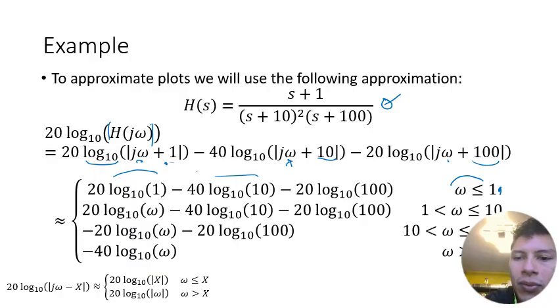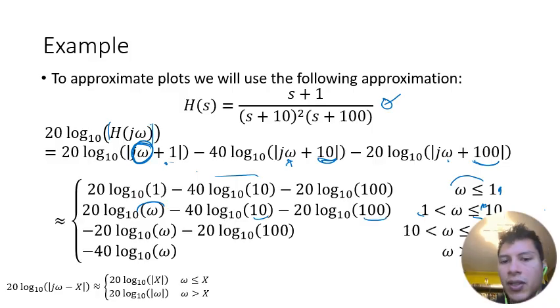Now, when omega is between 1 and 10, for this expression, the omega factor is the bigger one. So now we have to pick the omega. In this case, the 10 factor is still bigger, so we keep the 10 factor. And the 100 factor is still bigger, so we keep the 100 factor.